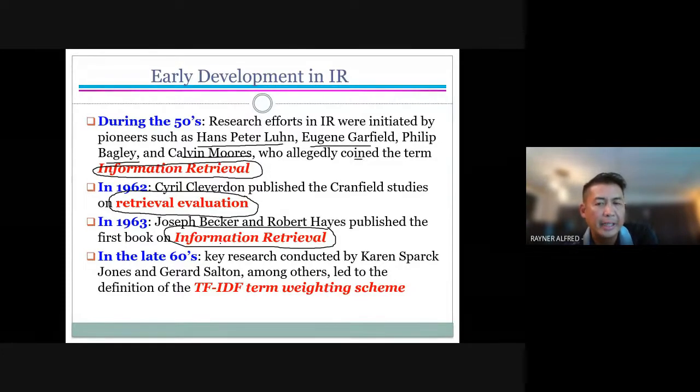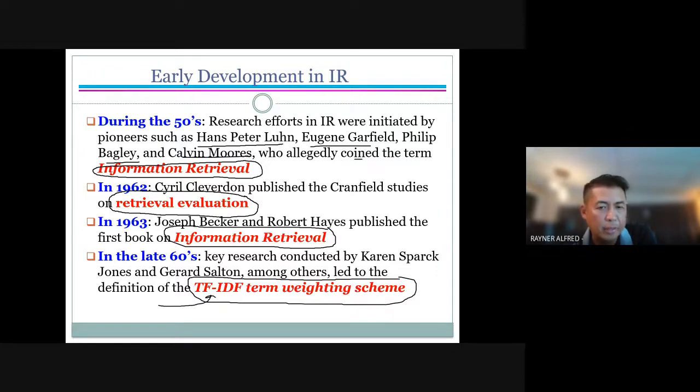And there are so many techniques used in order to retrieve the information. One of the famous, commonly used techniques is called the TF-IDF term weighting scheme, which was introduced by Salton and his group. Okay, so we will learn how to apply this term frequency, inverse document frequency, in evaluating our query.